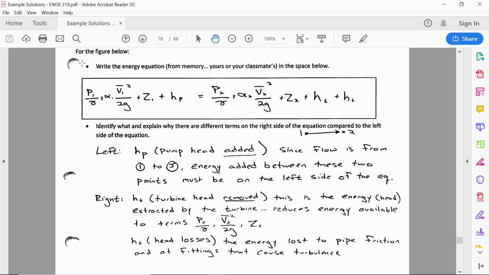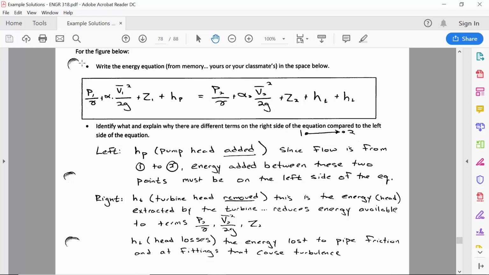And this question, the equation is essentially answering the question, how much energy is at 2? So if someone said, how much energy is there here at 2, you'd say there is the energy at 1 plus however much energy is added by the pump that's in between them. And then the amount of energy at 2 is reduced by the energy that is lost due to pipe friction and local losses. So those are the 2 components of the head loss.